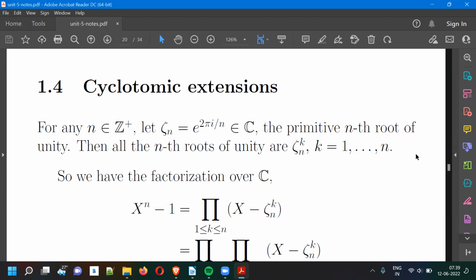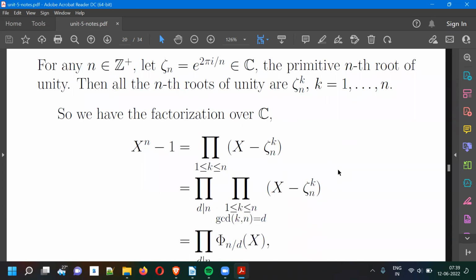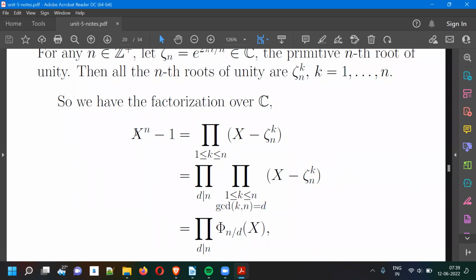But what is the equation satisfied by an nth root of unity? The equation is x raised to n minus 1 is equal to 0 over the complex numbers. Every nth root of unity satisfies the equation x raised to n minus 1 equal to 0. And any complex number that satisfies this equation must be an nth root of unity, must be one of these. Correct? That's the definition.